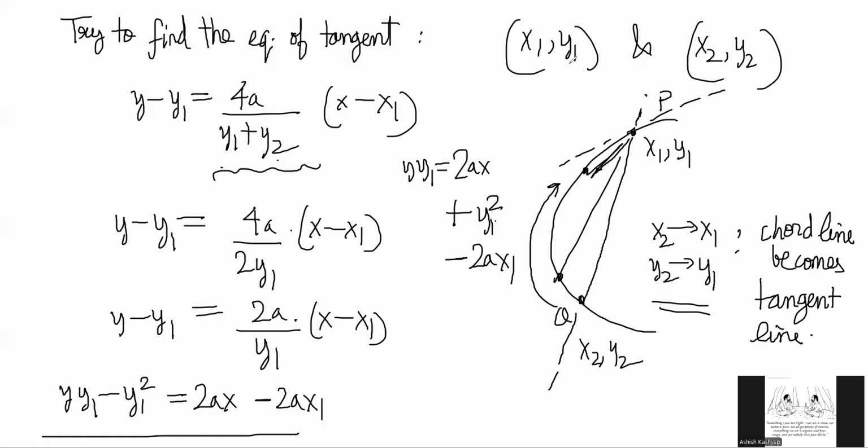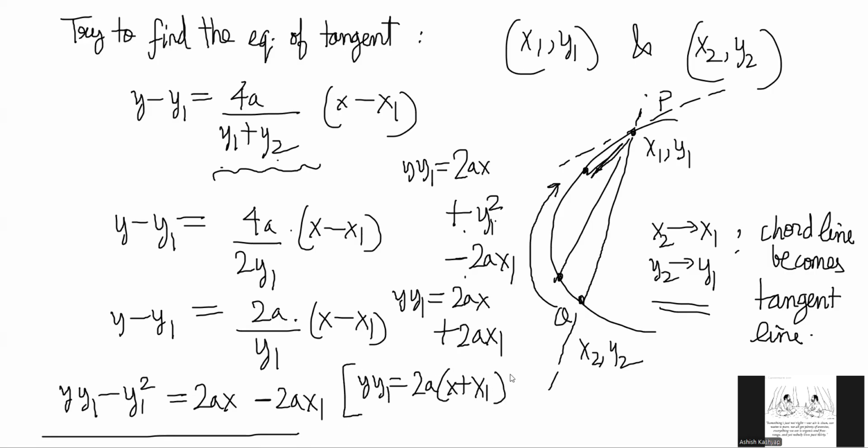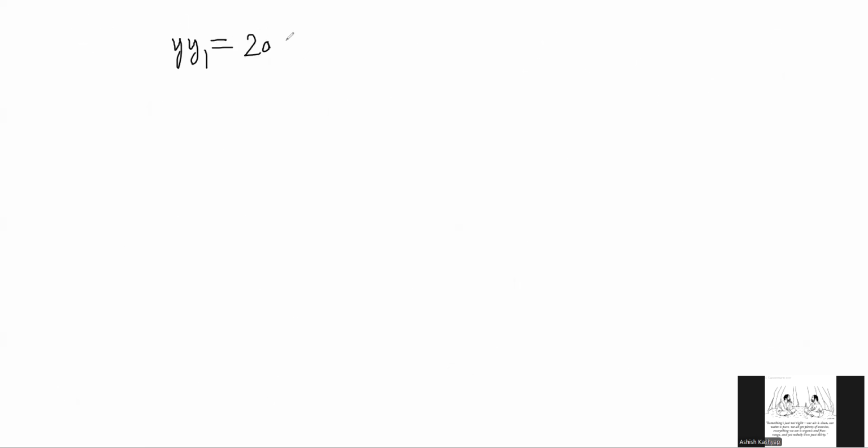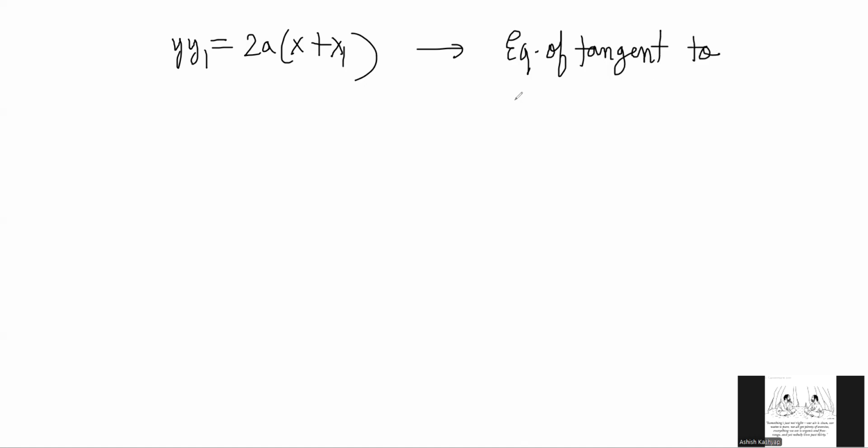But y1 square is a point on the parabola, so y1 square is 4ax1. So y y1 is equal to 2ax plus 4ax1 minus 2ax1, which is 2ax1. You're getting y y1 is equal to 2a(x plus x1). This is what becomes our equation of the tangent. So this becomes the equation of the tangent to the parabola y square is equal to 4ax at the point (x1, y1).